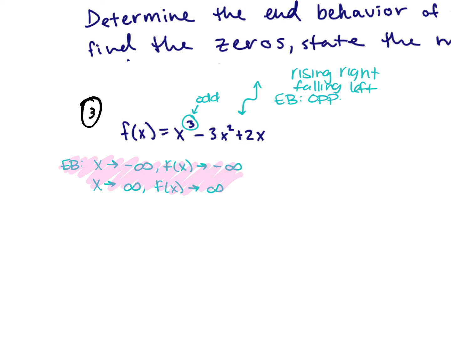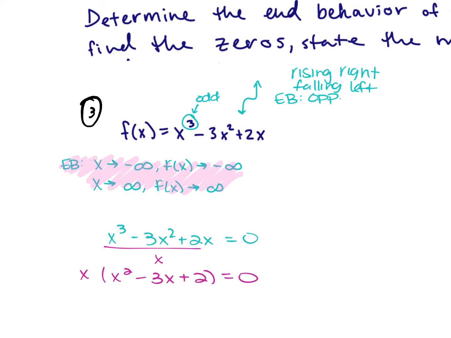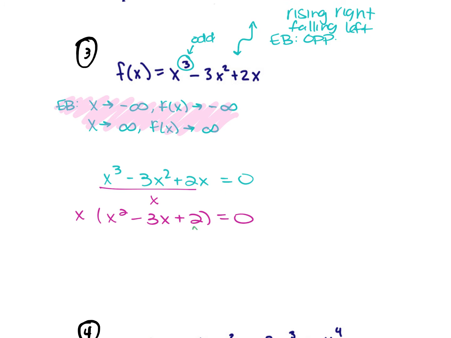You also have to find the zeros and state the multiplicity. So factor this. You have x cubed minus 3x squared plus 2x. You're going to set it equal to 0 and then just solve. Do you have a greatest common factor? X. So x times x squared minus 3x plus 2 is equal to 0. What are your factors of 2 that add up to be negative 3? Negative 2, negative 1. So this is going to be x times x minus 2 times x minus 1 is equal to 0.